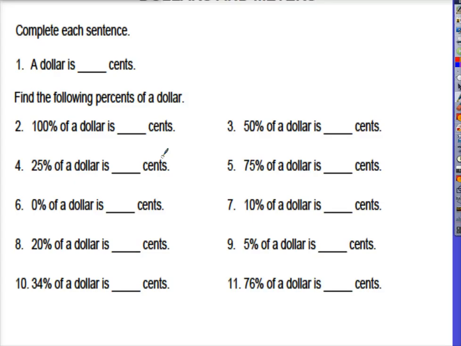So pause here and set the timer for 15 minutes. That should give you more than enough time to write this down and put your answers in. If most of the class is finished before 15 minutes, then the substitute is going to start the video again and we'll just pick up from there. Okay, so go.